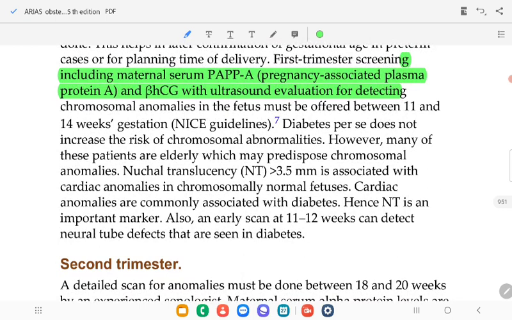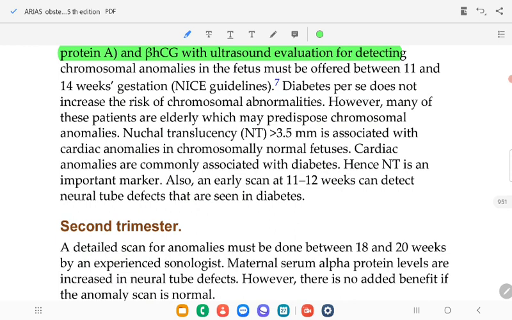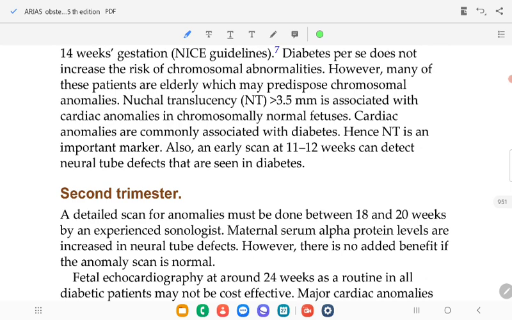Age diabetes percent does not increase the risk of chromosomal abnormalities. However, many of these patients are elderly, which may produce a chromosomal anomaly. Nuchal translucency of more than 3.5 is associated with cardiac anomaly in a chromosomal anomaly fetus. Cardiac anomaly combines with diabetes, hence NT is an important marker.